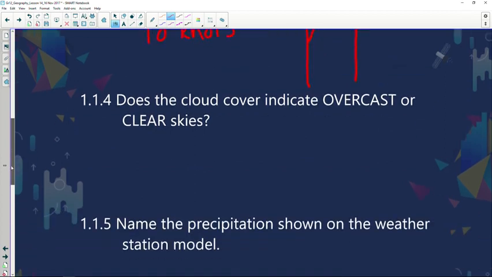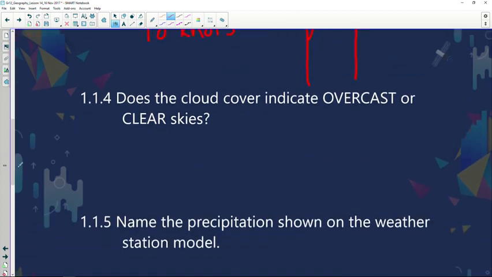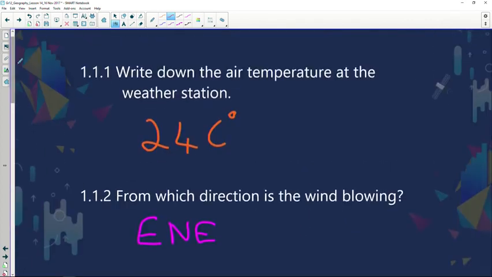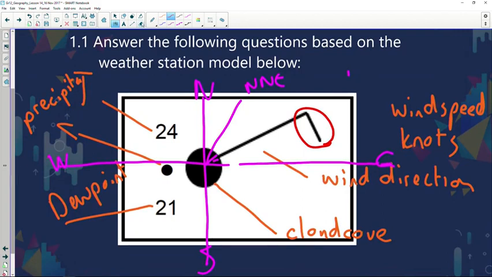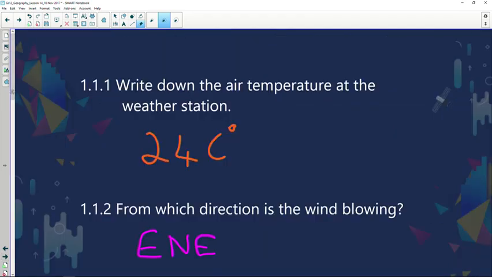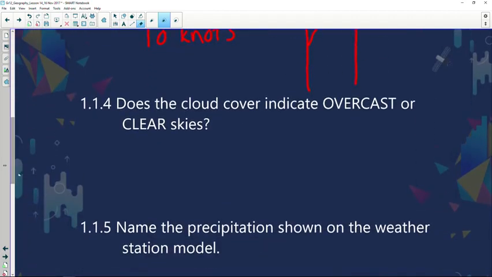Now, does the cloud cover indicate overcast or clear skies? If we go back to the weather station model, we represent the cloud cover in octas. As you can see, it's fully colored in, so the weather station model represents overcast conditions.